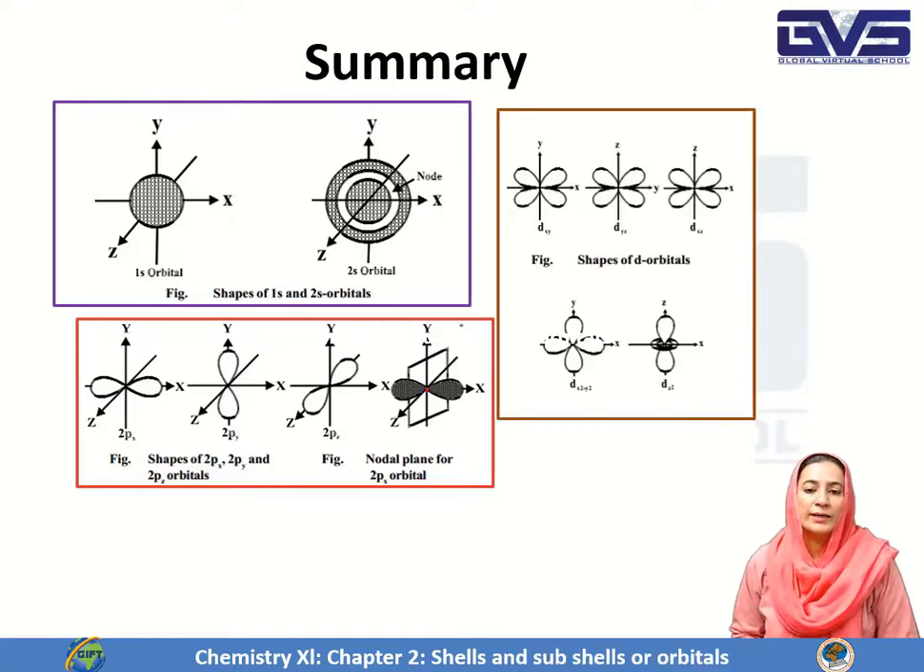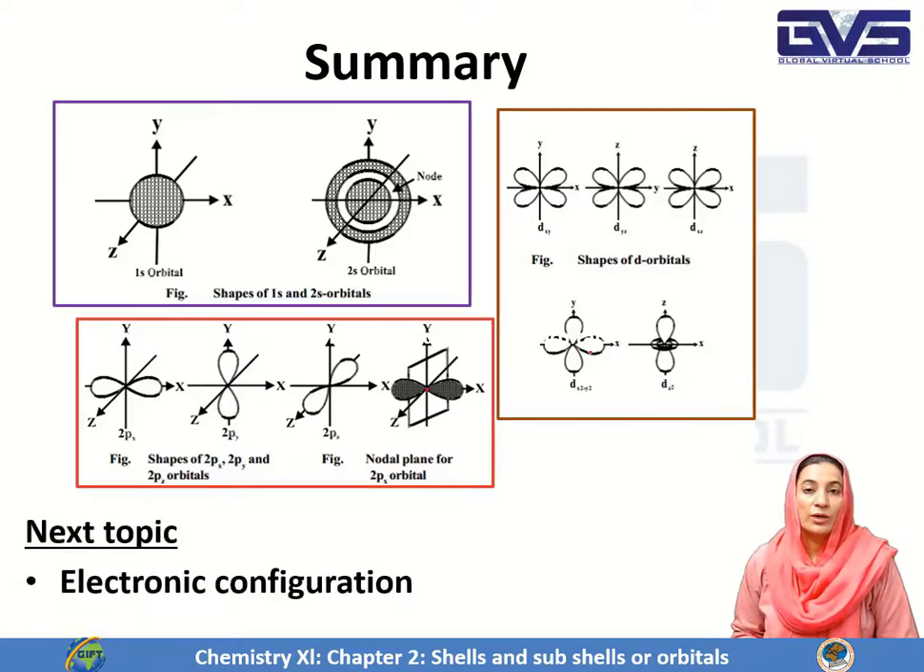And for d orbitals, I already told you dxy is between x and y. In this case, they first draw the shape and then write the axes. So you can write in this way, and dz square is on the z axis with an extended portion from the center, and dx square minus y square is on the x and y axes. So this was all about the shapes of the orbitals, and our next topic will be the electronic configuration of the atoms: how to arrange the electrons in shells, subshells and orbitals.